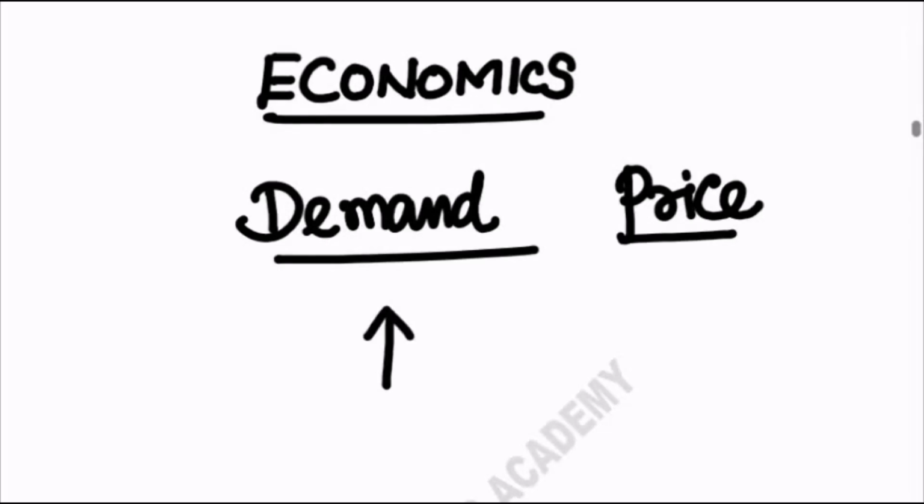What happens to the price? So assume that the supply is constant. Supply means the production. So when demand increases and supply is the same, then what about the price? When the demand increases, the price either stays equal or increases.